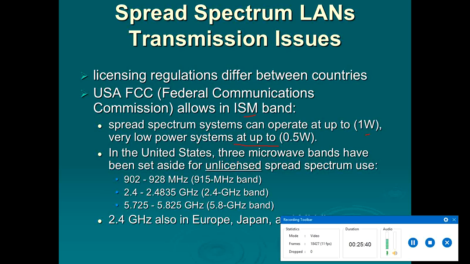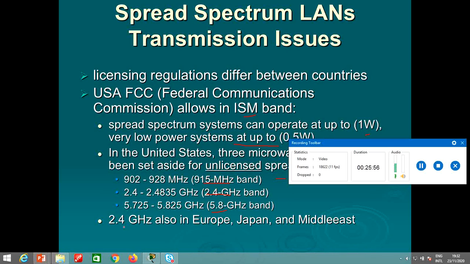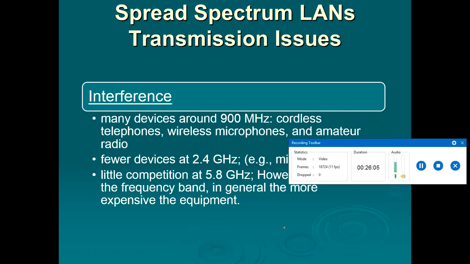But in the United States, 3 microwave bands have been set aside for unlicensed spread spectrum use also, which are the 915 megahertz band, the 2.4 gigahertz band, and the 5.8 gigahertz band. Whereas in Europe, Japan and the Middle East, the 2.4 gigahertz band also operates.